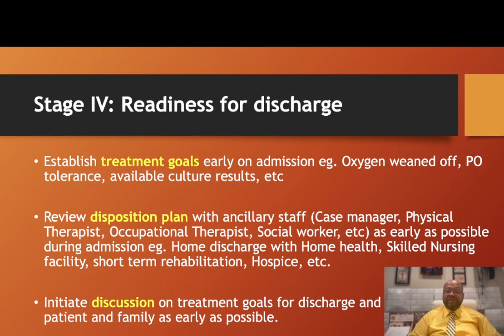Two, you need to review the disposition plan with ancillary staff. Case managers are involved, physical therapists, occupational therapists, the social worker. As early as possible, you want to start discussing the disposition plan. Some might need home health. Some might need to go to a skilled nursing facility. Some might need to go for short-term rehab. And so you want to start discussing this earlier on so there is no delay in discharge when the time comes. And of course, you want to make sure you're discussing these goals and disposition plans with the patient and the family as early as possible.